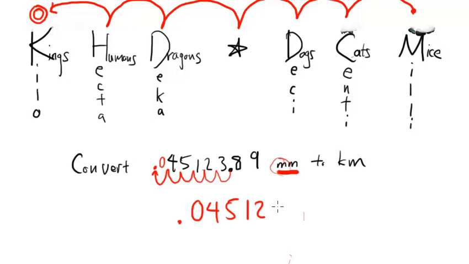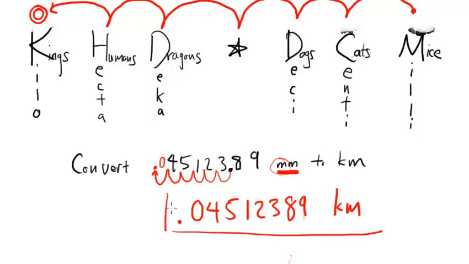0.045 kilometers is my answer. That's a very, very small number. So even if you have 45,000 millimeters, that's only 0.045 kilometers. So that's how this process works.